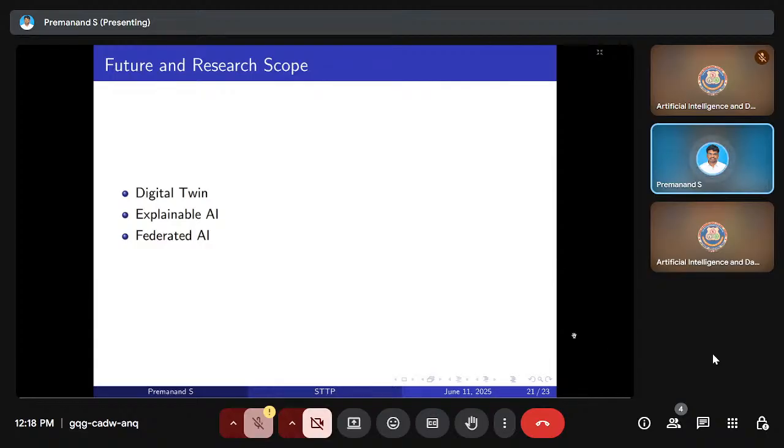And second is explainable AI. What is it? Making AI models different.